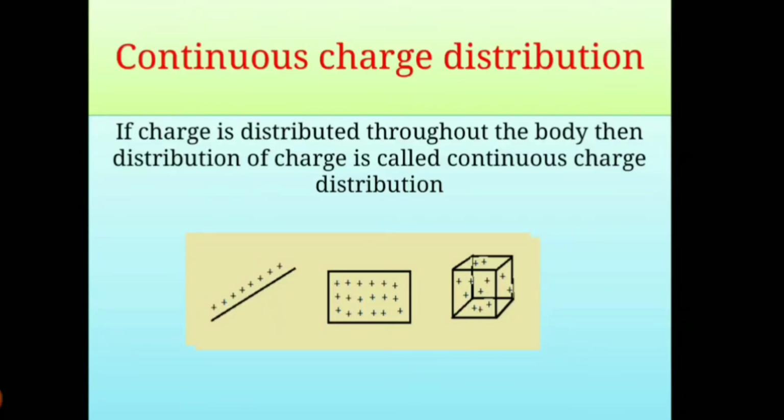Continuous charge distribution, and how do we determine electric field for continuous charge distributions. If charge is distributed throughout the body, we call such a distribution a continuous charge distribution, like charge distributed over the length of a body. It can be on the surface or throughout the volume.